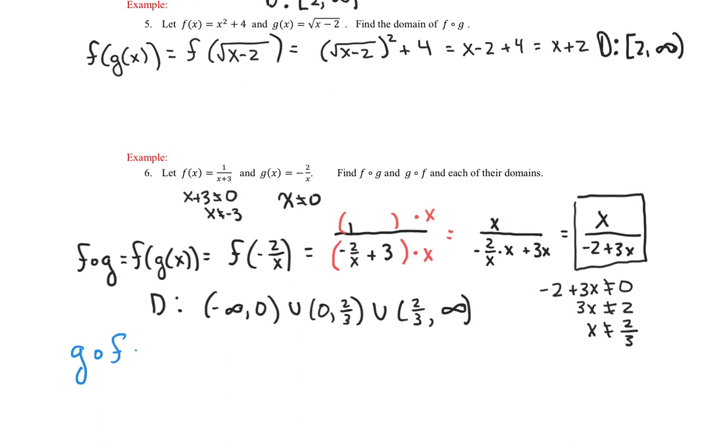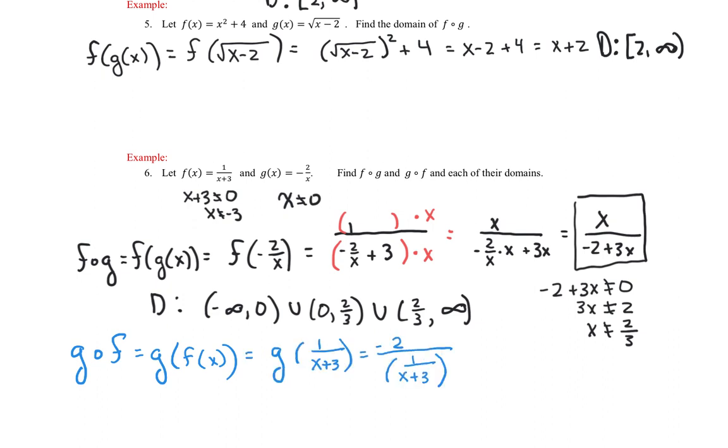Now, this time, f is the inner function. In order to deal with this complex fraction, we'll multiply both the numerator and the denominator by x plus 3. So we'll get this. Now, normally for this function, the domain would be all real numbers.